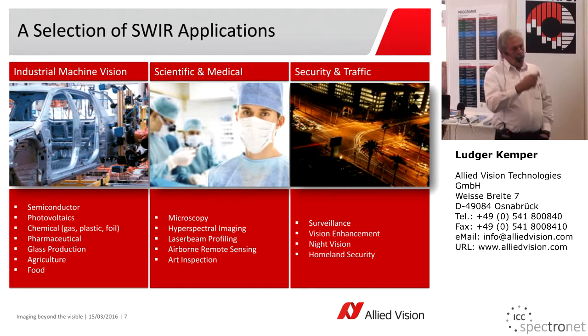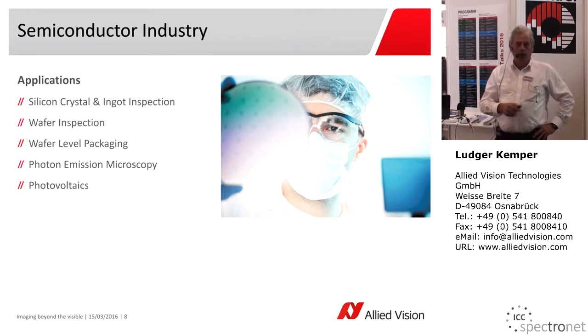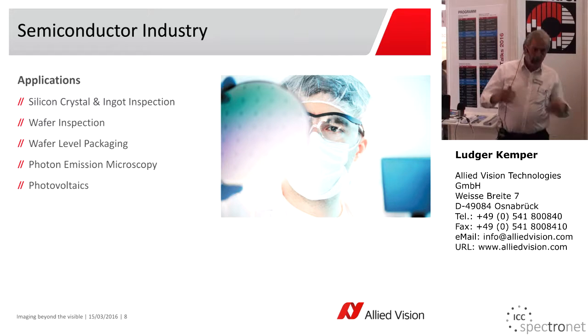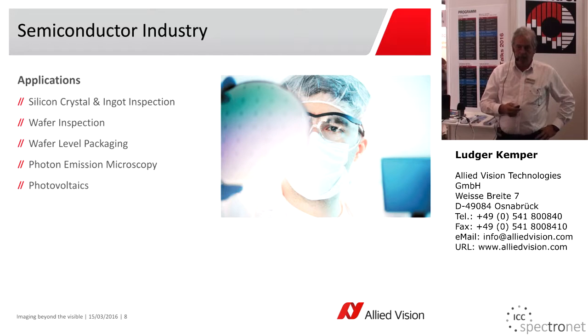I want to show you only some special industry where you mostly use the SWIR camera. There is the semiconductor industry. You have the SWIR camera for silicon crystal and ingot inspection, so the whole blocks. You can use it for wafer inspections, wafer level packaging, and photo emission microscopy, and also photovoltaic.